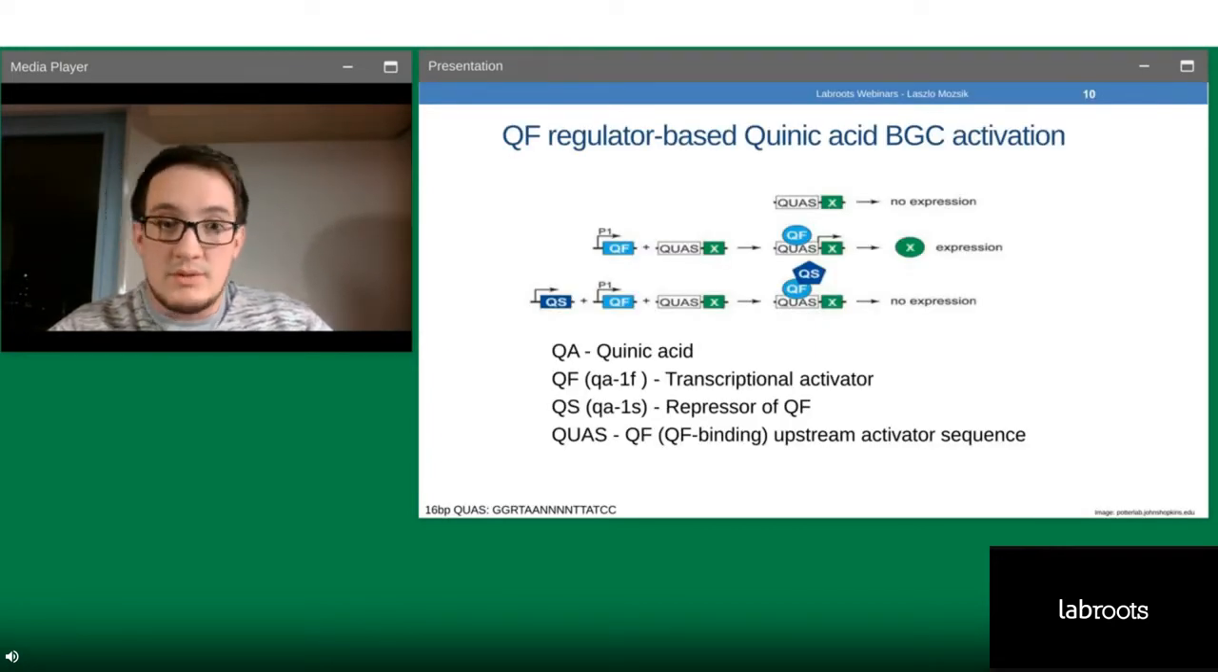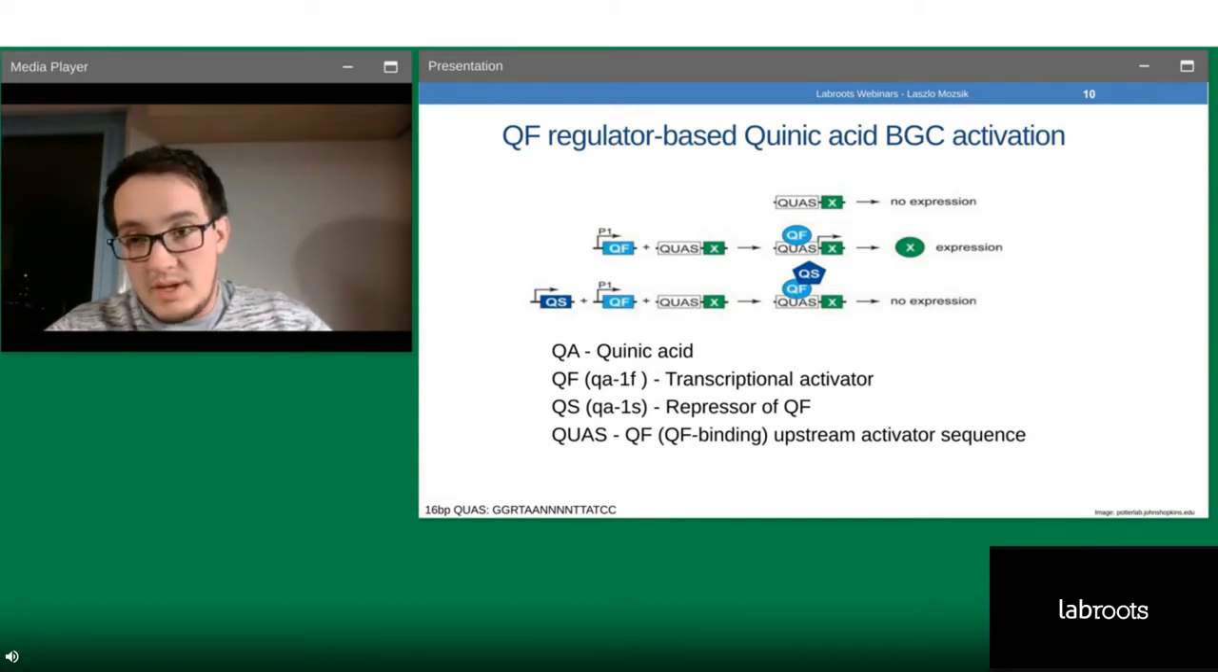To create a synthetic transcription factor for Penicillium rubens, we also aimed to use a native fungal system, repurposing it for Penicillium, and we used the QF regulator from the quinic acid metabolization biosynthetic gene cluster. In the native system, these quinic acid-based upstream activating sequences, QUAS, are present in the promoters of the quinic acid gene cluster. And without the QF positive regulator, there's no transcription coming out of these genes, since the transcriptional activator is not binding to the binding sequences.